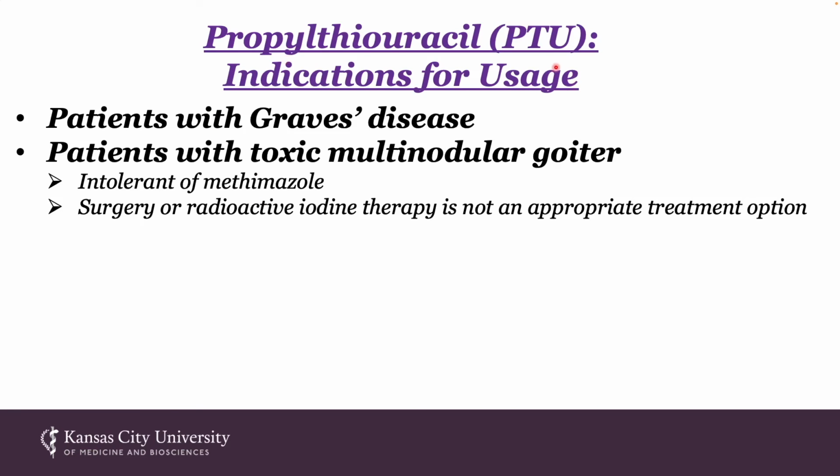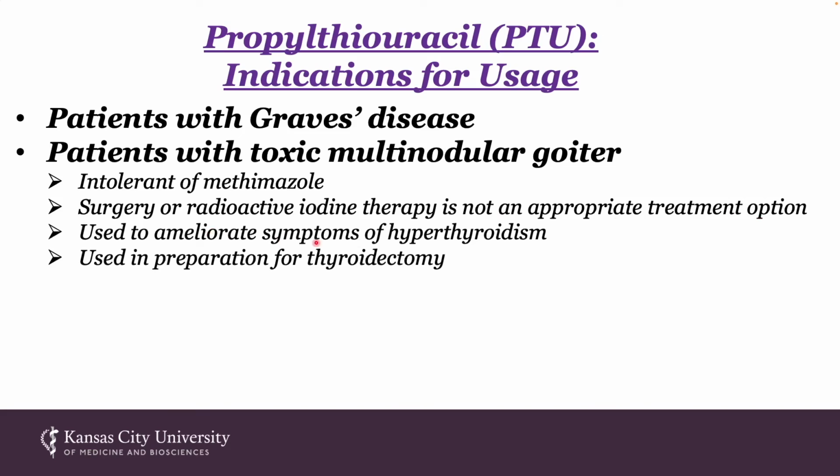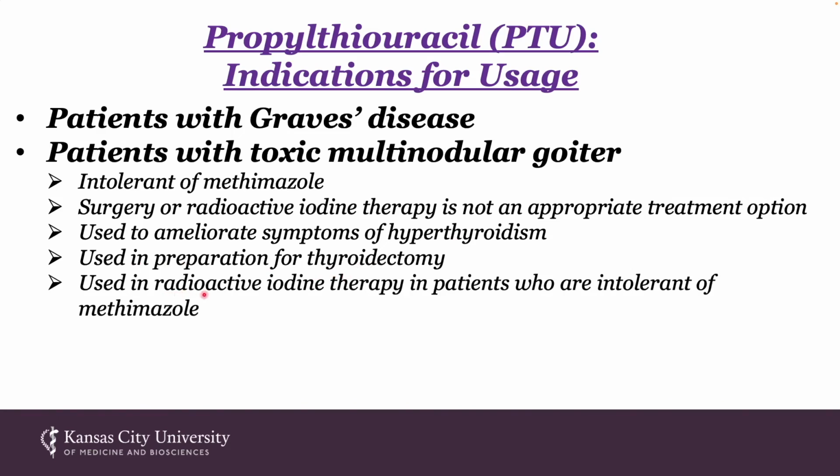Let's talk about PTU, propylthiouracil, and its indications for usage. This drug is indicated in patients with Graves' disease, and in patients with toxic multinodular goiter. Some of your patients will be intolerant of methimazole, necessitating use of PTU. This drug is also used in surgery or where radioactive iodine therapy is not an appropriate treatment option, such as in pregnant women. It's used to ameliorate symptoms of hyperthyroidism, and it's used in preparation for thyroidectomy. It's also used in radioactive iodine therapy in patients who are intolerant of methimazole.